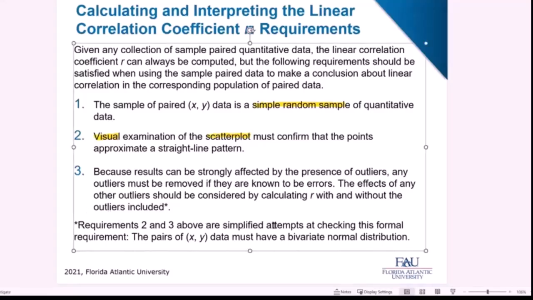Requirements 2 and 3 are simplified attempts at checking the formal requirement. The pairs of X and Y must have a bivariate normal distribution.